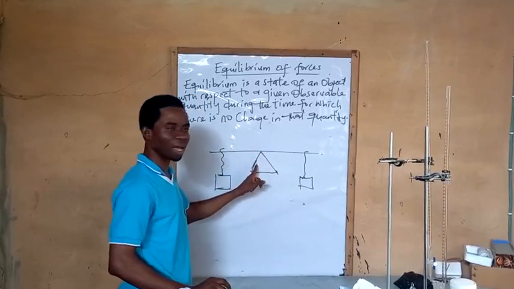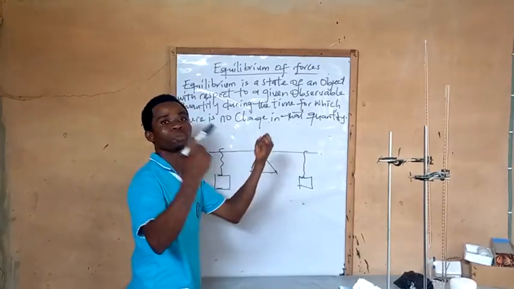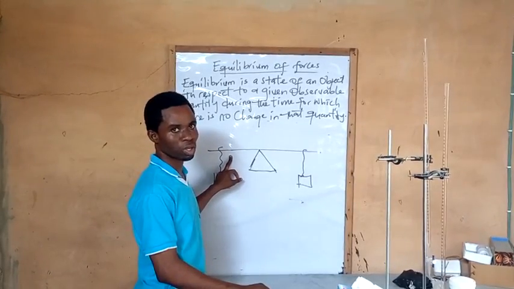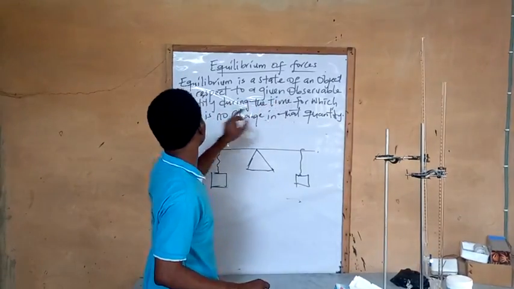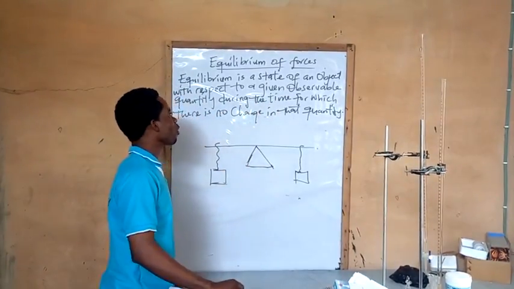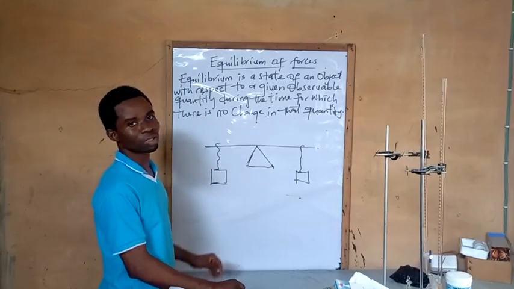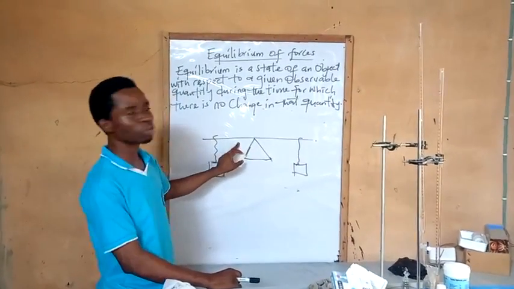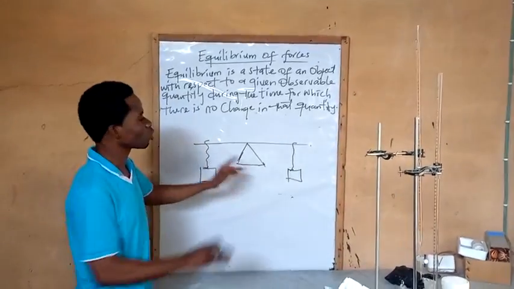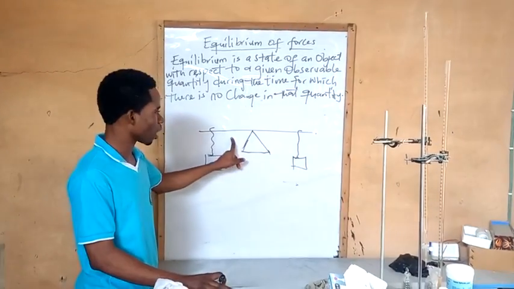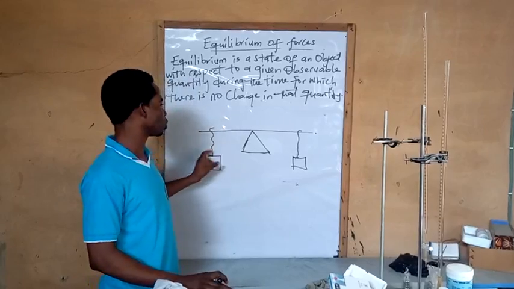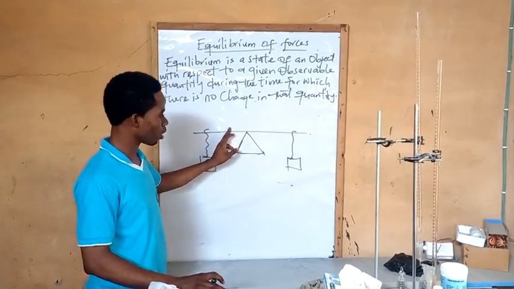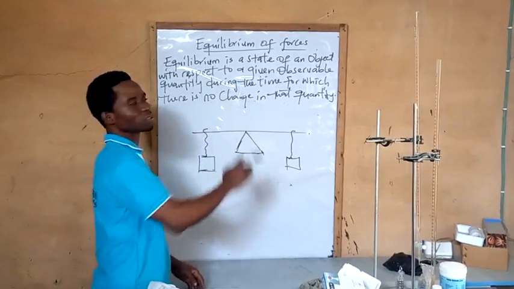That means for this ruler to be balanced, there are some forces, there are some observable quantities that make it to be at these positions, at this state, with respect to a given observable quantity, during the time for which there is no change in that quantity. Can you see now? These two observable quantities make this ruler to be balanced, and there is no change in that ruler. That means if I should change the position of the mass that is here, this ruler will not balance again. It will change the state of that ruler.